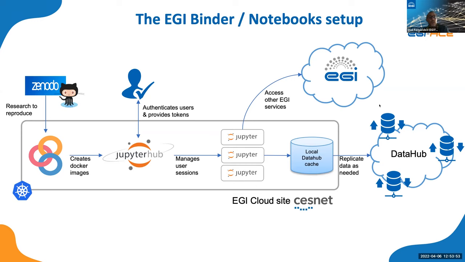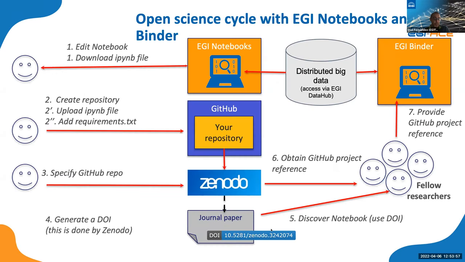Now we want to do the reproducibility. The idea is that we want to implement this kind of flow where we have a user that starts playing with the EGI notebook service, develops an idea, then downloads the notebook file and wants to share that with others.